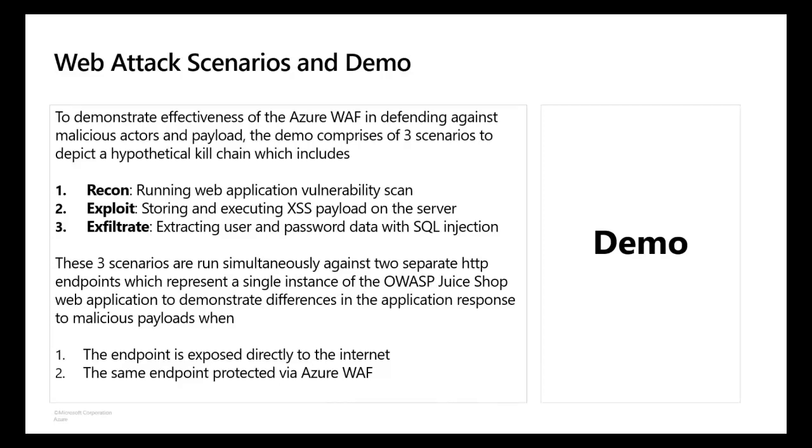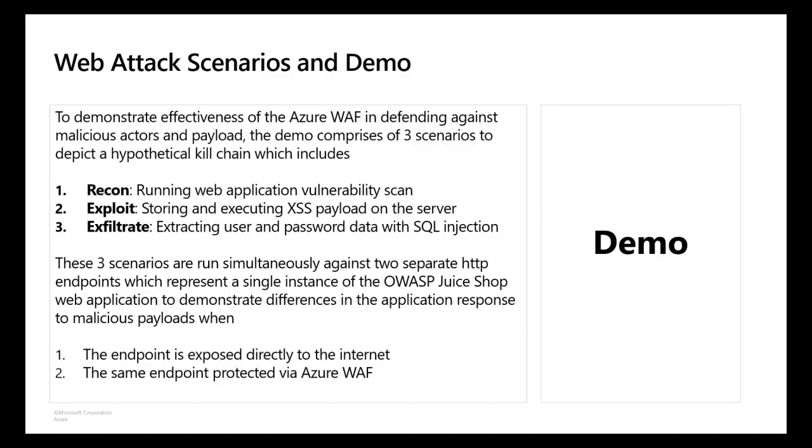So the simulation has 3 parts. In the recon phase, we'll use an open source web application vulnerability scanner to scan the Juice Shop web application for vulnerabilities. Then in the exploit phase, we will store and execute an XSS payload on the web application. And finally, in the exfiltrate phase, we will use SQL injection technique to expose and exfiltrate usernames and passwords from the web application.